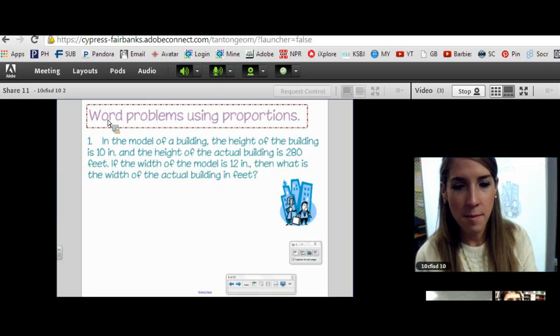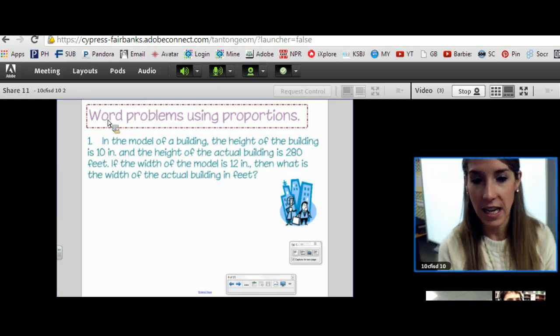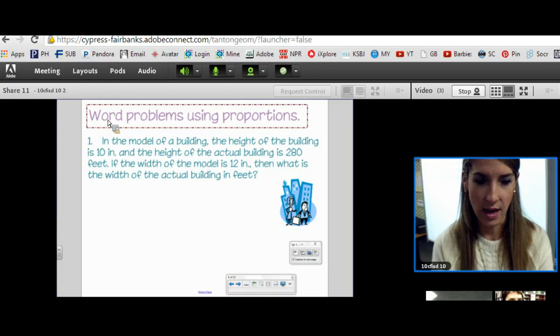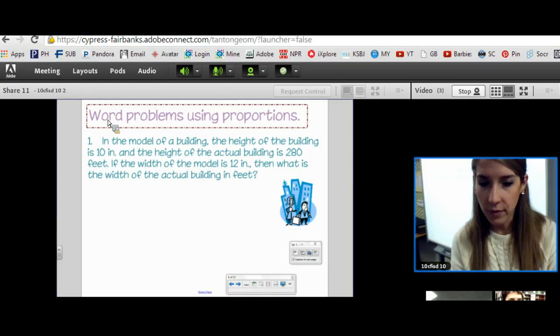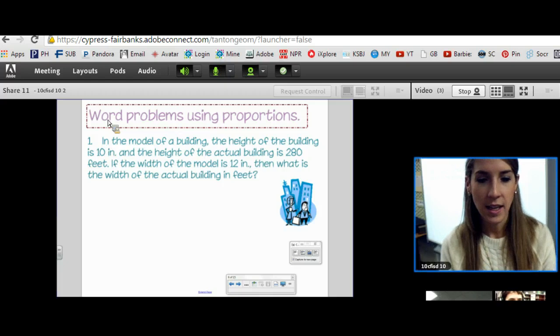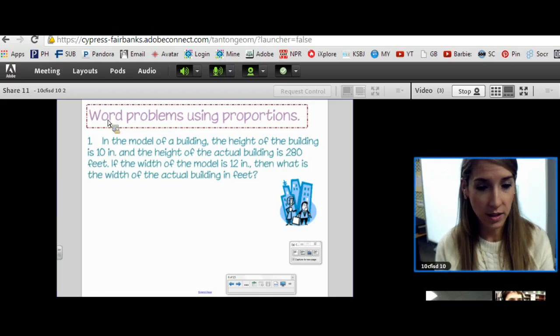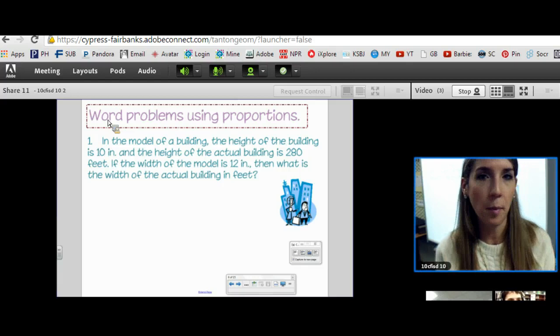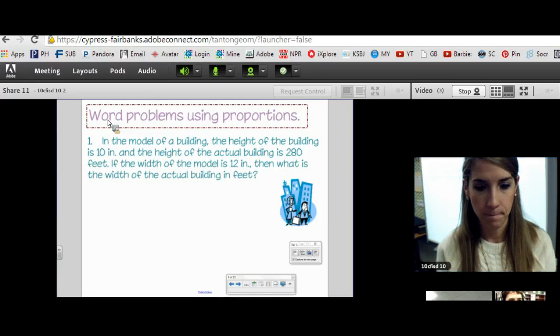Let's look at it. In the model of a building, the height is 10 inches and the height of the actual building is 280 feet. If the width of the model is 12 inches, then what is the width of the actual building in feet? So this is something that my husband deals with every day. He's an architect and he works with models, and then he works with the real size and the scales and the scale factor, which we'll talk more about in a couple days. But for this problem right here, all we need to know is how to set up a proportion and then how to cross multiply.